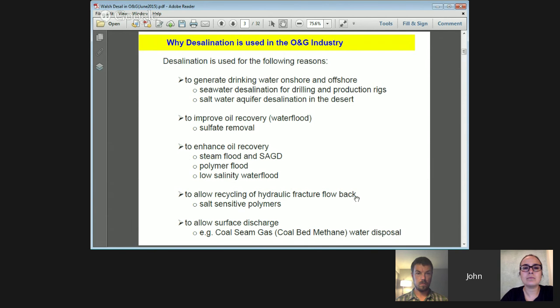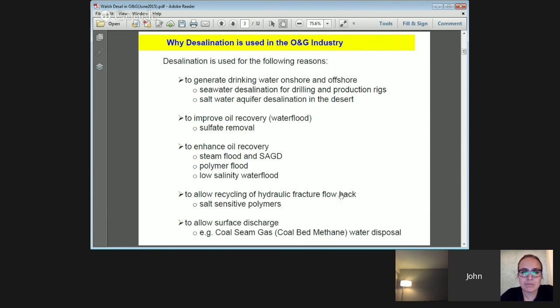In addition, water is injected into oil-bearing reservoirs to push the oil to the producing wells, and occasionally steam is used or polymer is added, and there's some interest lately in desalinating the water to enhance oil recovery, and this is referred to as low salinity water flood.